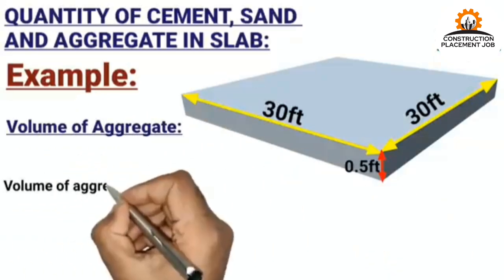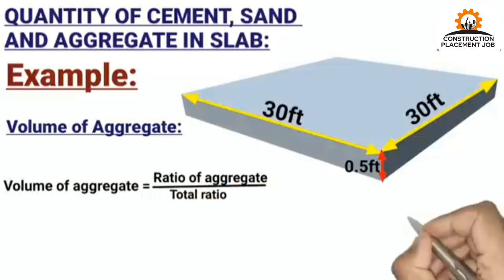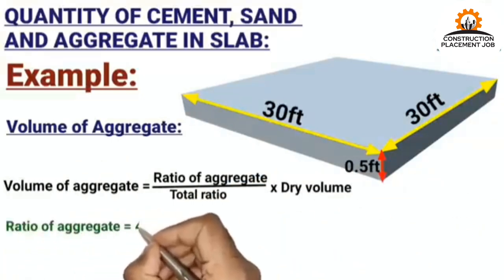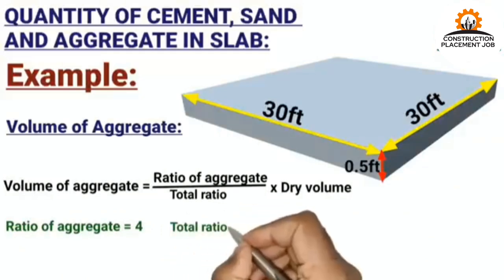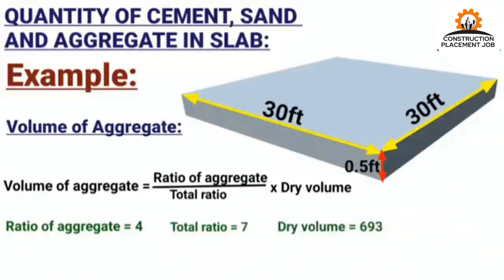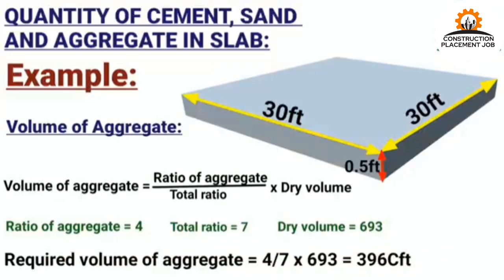The volume of aggregate is equal to ratio of aggregate divided by total ratio into dry volume of slab. While the ratio of aggregate is 4, the total ratio is 7 and the dry volume of slab is 693. So on substituting these values, we will get the required volume of aggregate equal to 396 cubic feet.